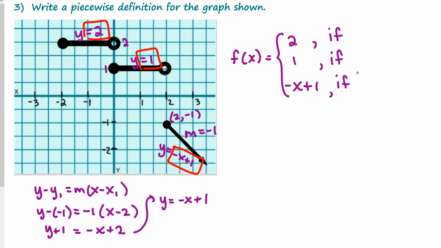So when you look at the line y equals 2, notice it's going from x equals -2 to x equals 0. And it includes -2 and it does not include 0. So -2 is less than or equal to x is less than 0. And then look at the middle piece. Notice it goes from x equals 0 to x equals 2. It includes the 0 and it doesn't include the 2. And then the third piece, it starts at x equals 2 and it keeps going and it has a closed circle. So x is greater than or equal to 2. So that's how we would write our own piecewise definition.